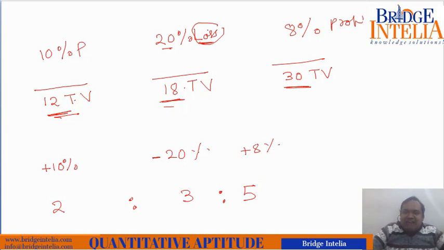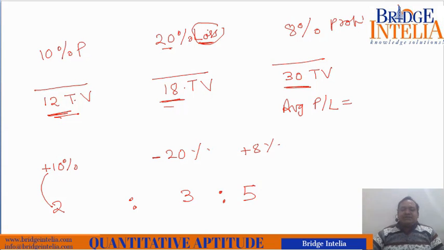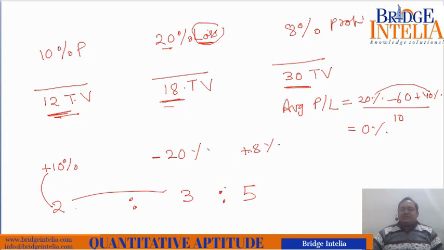And we have to find the average profit or loss. So now we will apply the concept of weighted average. The average profit or loss can be calculated mathematically: 10 into 2, so that is 20, minus 20 into 3, that is minus 60, plus 8 into 5, that is plus 40, divided by 2 plus 3 plus 5, that means 10. So 20 plus 40 is 60, 60 minus 60 is 0. So you can see 0%, no profit, no loss. This is how you apply the concept of weighted average.